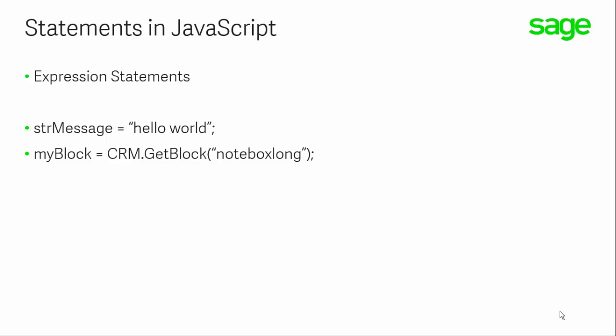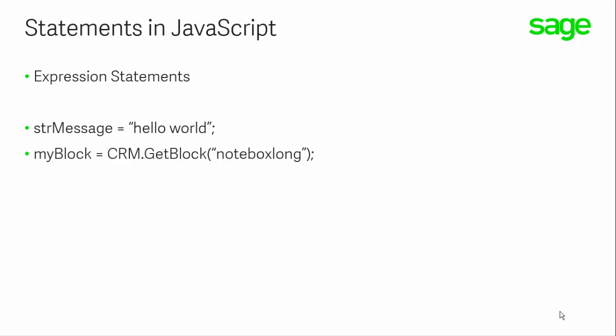So an expression is a valid set of literals, values, operators, and can itself contain expressions that evaluate to a single value. That value may be a number, a string, or a logical value. So any expression that stands alone as a statement is an expression statement. String message equals hello world. My block equals CRM get block notebox long. All of that straight in there is two examples of expression statements.